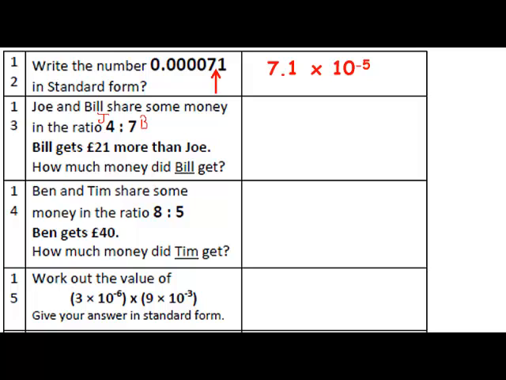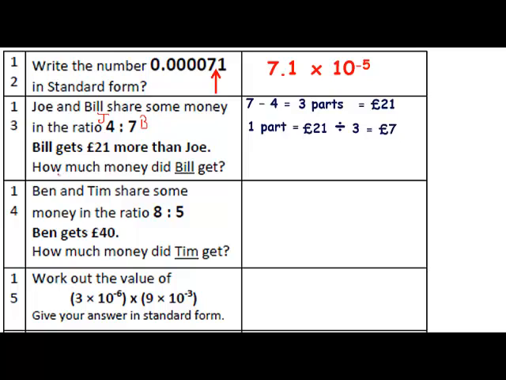Okay, so as a result, Bill gets £21 more than Joe. So find the difference between these two. 7 take away 4 is 3. So 3 parts is worth £21. That means 1 part is £7. 21 divided by 3.